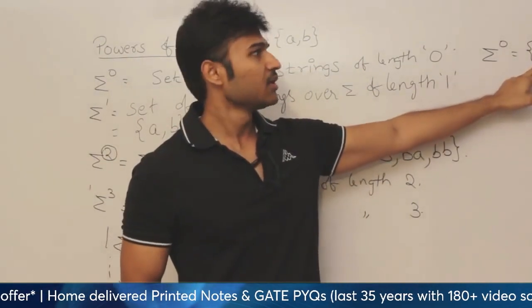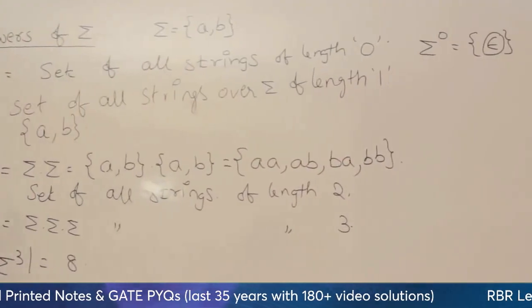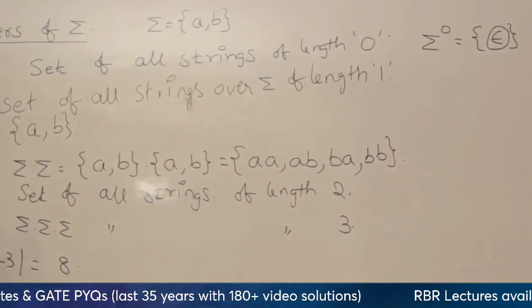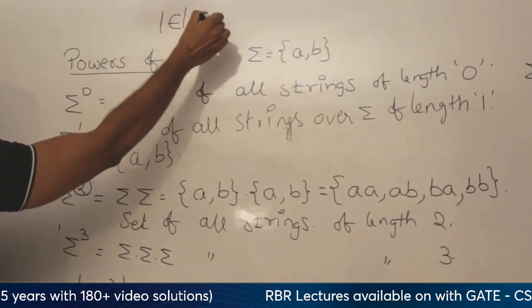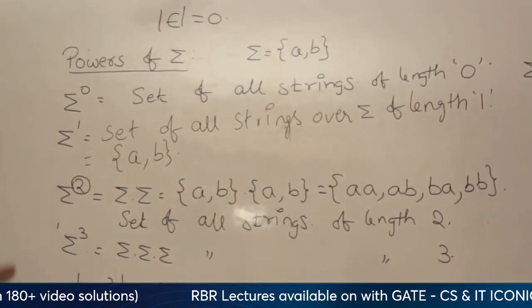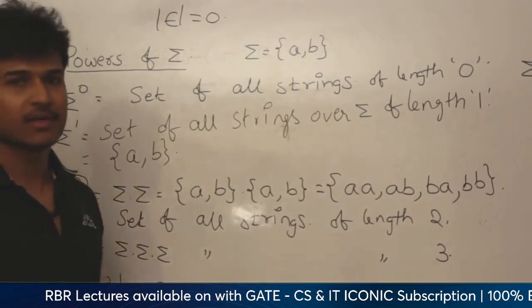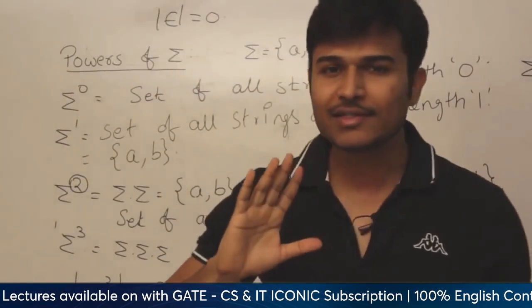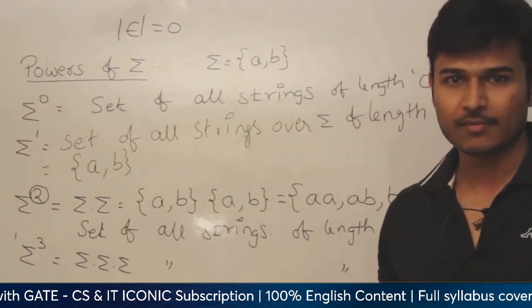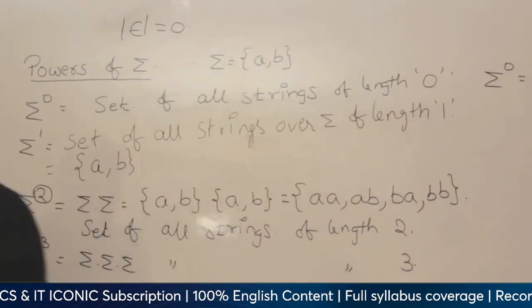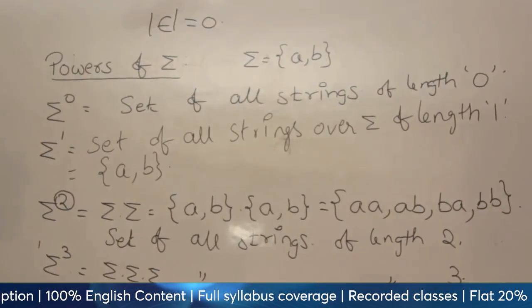This is a special symbol of length 0. So just remember that epsilon is a special symbol of length 0, and I can even write it like this: length of epsilon is 0, and everything else is the same. For a string, you just see the number of symbols, and then you can say the length of the string. But only for epsilon, just remember that the length of epsilon is 0. If you want to make a note of it, please do it. I'll be moving on to the next topic.